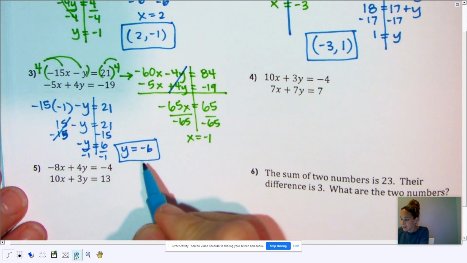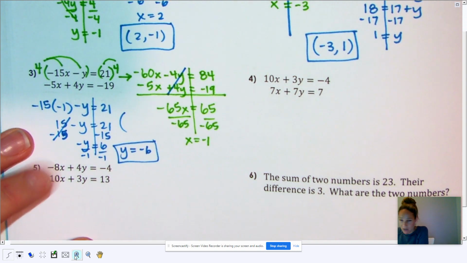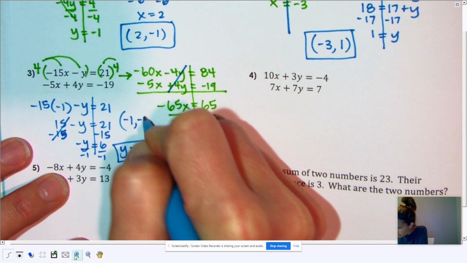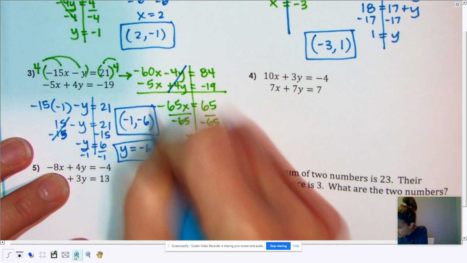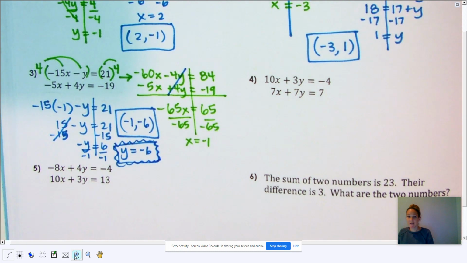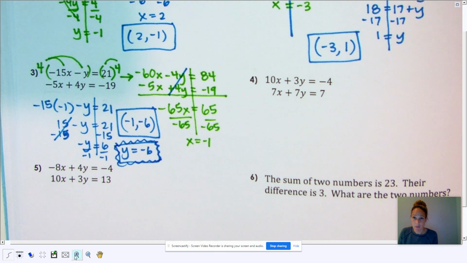But again, that's not my final answer. Sorry, I shouldn't have drawn a box around it. My final answer is the x value and the y value. I'm going to unbox that one because that was just part of my answer. My final answer is the ordered pair.